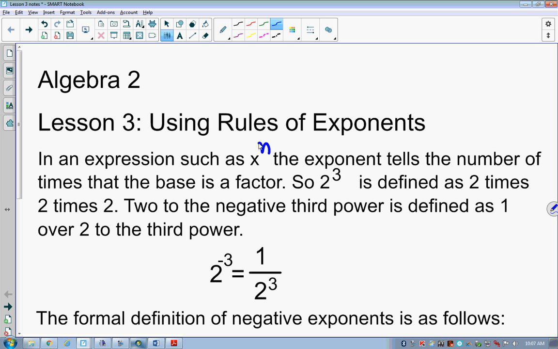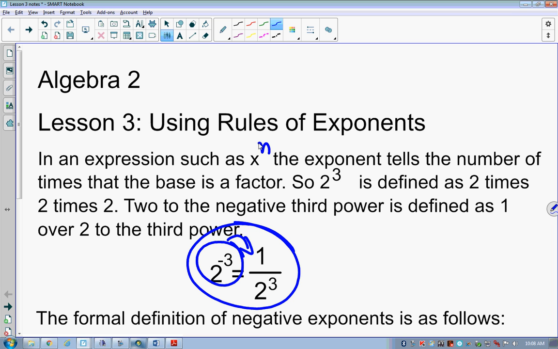But we are also going to see negative exponents. 2 to the negative third power is defined as 1 over 2 to the third. This is really, really important that you understand, and being able to go from here to this. Whenever I have a number to a negative exponent, I can rewrite it as 1 over that number to that positive exponent.